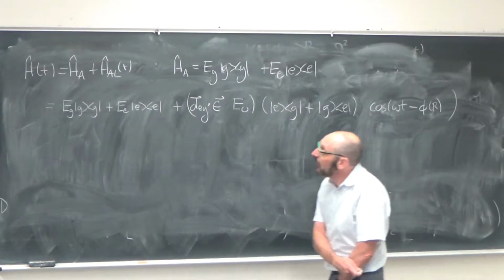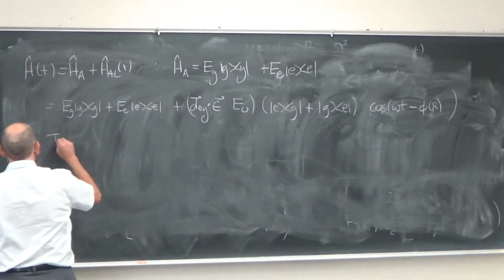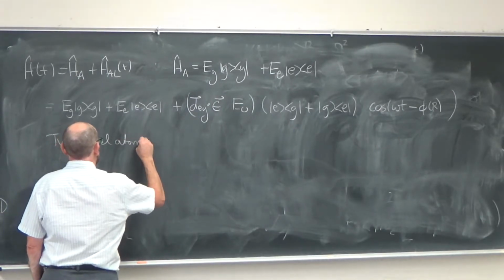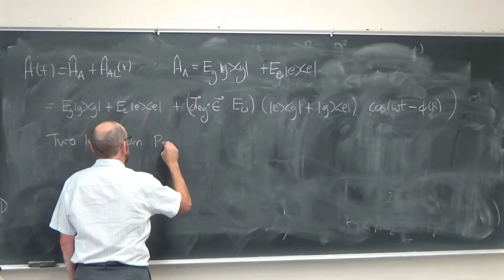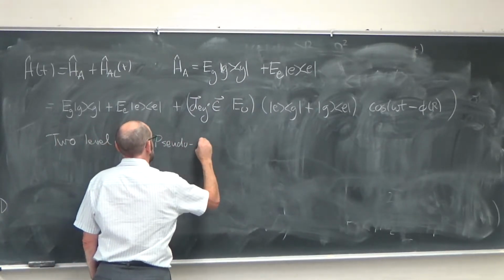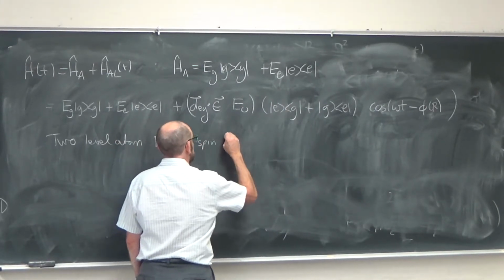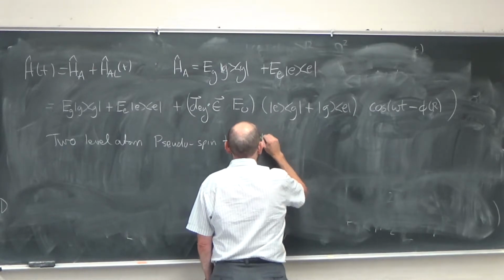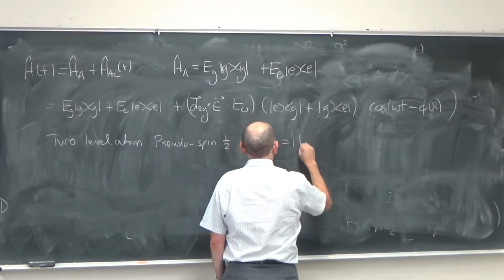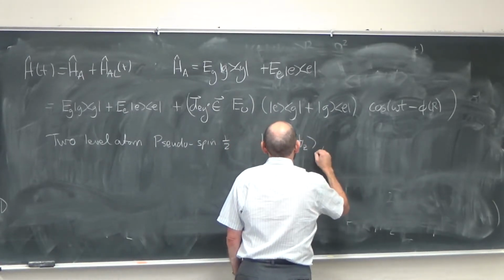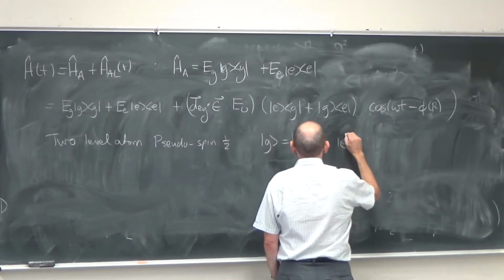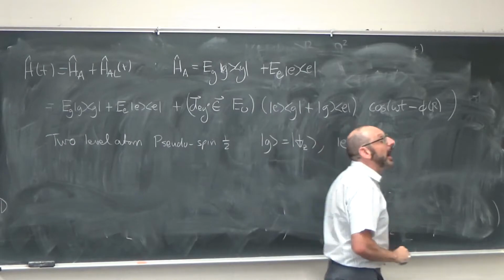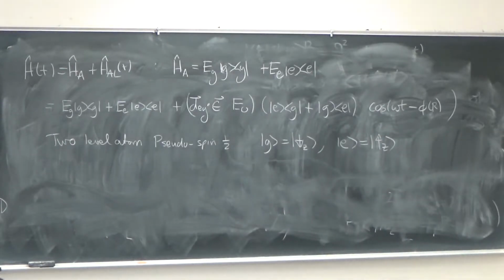So my two-level atom is a pseudospin. And the standard mapping is to say the ground state is spin down along Z, and the excited state is spin up along Z. Now, I emphasize something here.